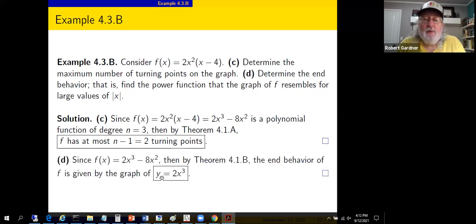So the end behavior is given by this. Actually, maybe we don't graph this one. I think we're going to graph something else. We'll keep an eye on turning points. We have 2 intercepts.